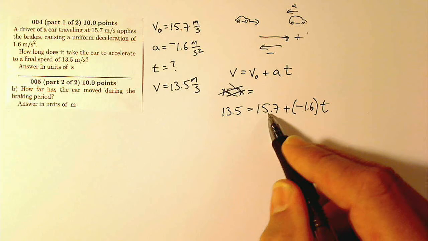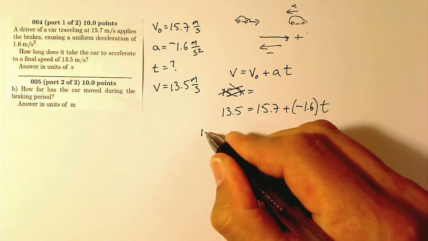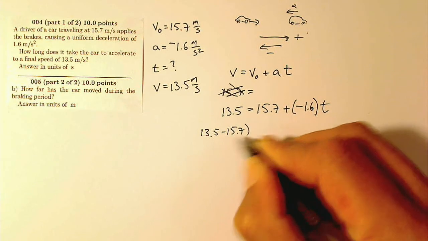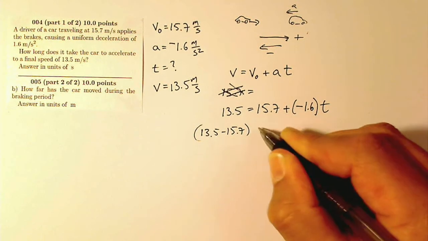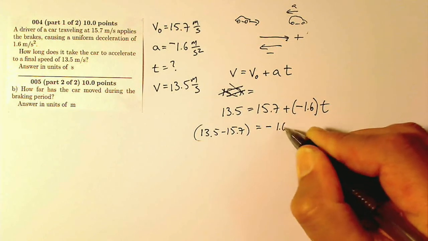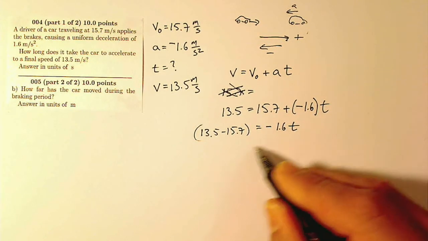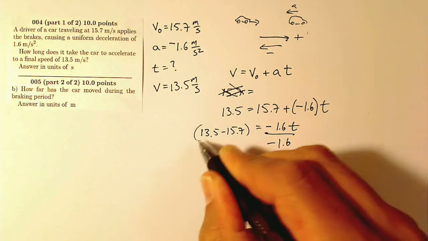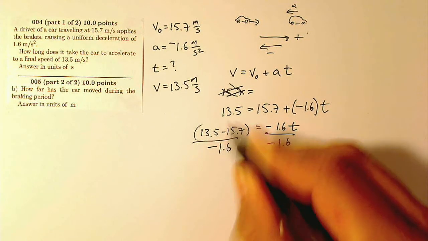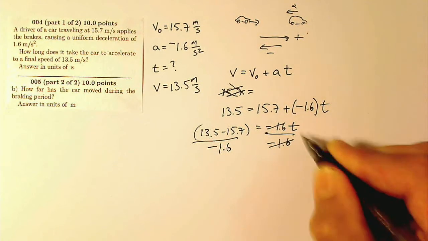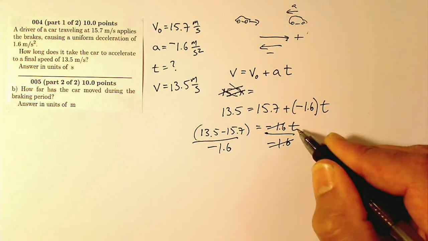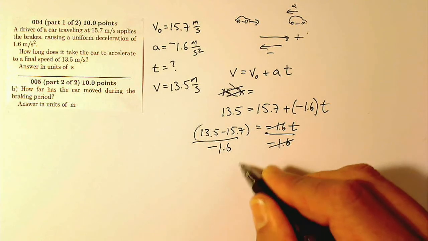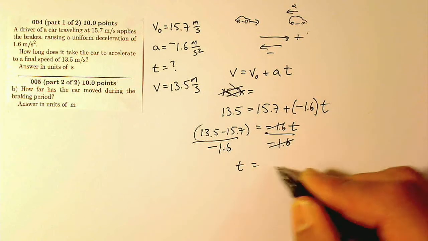So now I'd have 13.5 minus 15.7 to move that over the other side. And notice that's going to give me a negative number, equals negative 1.6 times time. So when I divide both sides by negative 1.6, this is going to wind up being a positive number as this cancels out. So negative negative cancels out. I'll get time being a negative on top and a negative on the bottom. So now I'm going to know that my time equals whatever this is.